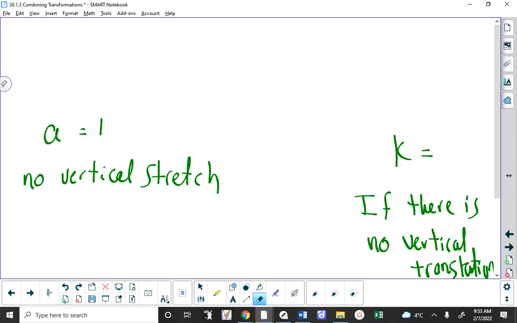It's 0. So there's a difference here: if there's no shift, the parameter is 0. Because if it were positive, it would shift up. If it were negative, it would shift down. That's kind of a different approach to A. If there's no vertical stretch, you don't say A is 0, because if A were 0, the whole graph would disappear vertically. Okay.